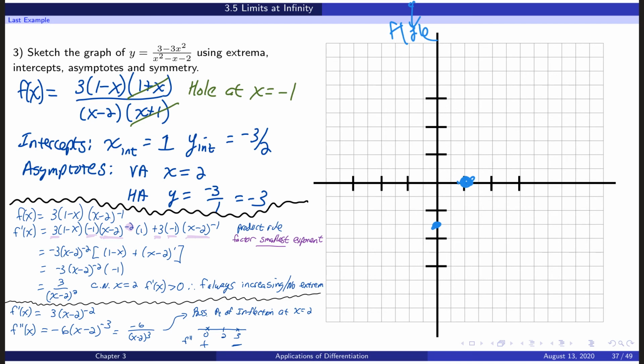We have increasing everywhere, so I know that f prime is positive everywhere. So the function is going to always be increasing. And we have a concave up everywhere and a vertical asymptote at 2. So how do I draw something that's always increasing and through those 2 points? We also have to make sure we behave by the horizontal asymptote at -3, so I'll put that in. Down here and down here.